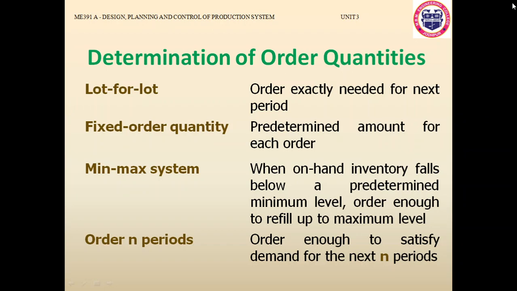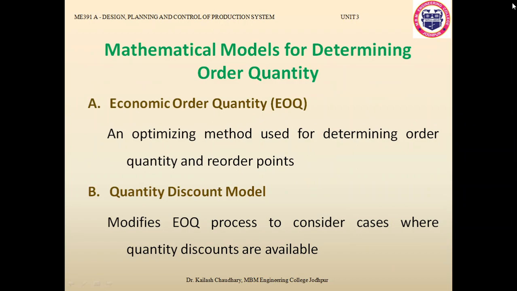There are mathematical models available to determine the order quantity. The most common is the economic order quantity, EOQ, model. It is an optimizing method used for determining order quantity and reorder points. You can also consider discounts while ordering, and that comes under the quantity discount model. It modifies the EOQ model process to consider cases where you get discounts as per the quantity ordered.